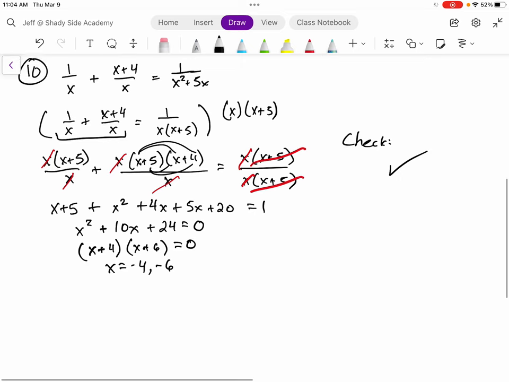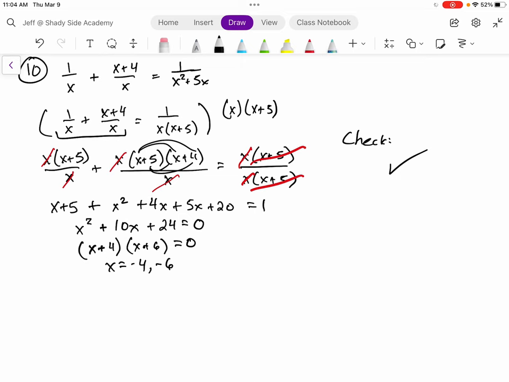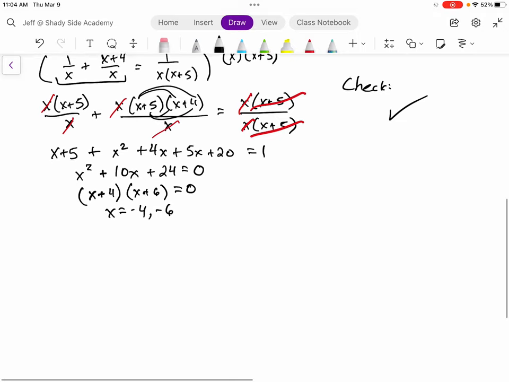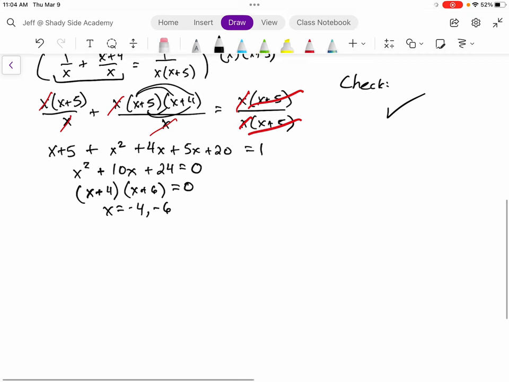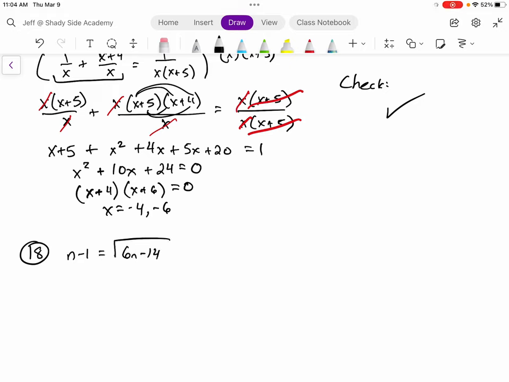My radical friends, and we're going to do the first one where I just have one square root, and then my later ones where I have multiple. Okay, so let's try, we'll go sort of out of order. We'll try 18 first. Okay, so 18, I have n minus 1 equals the square root of 6n minus 14. Okay, there's only one radical here.